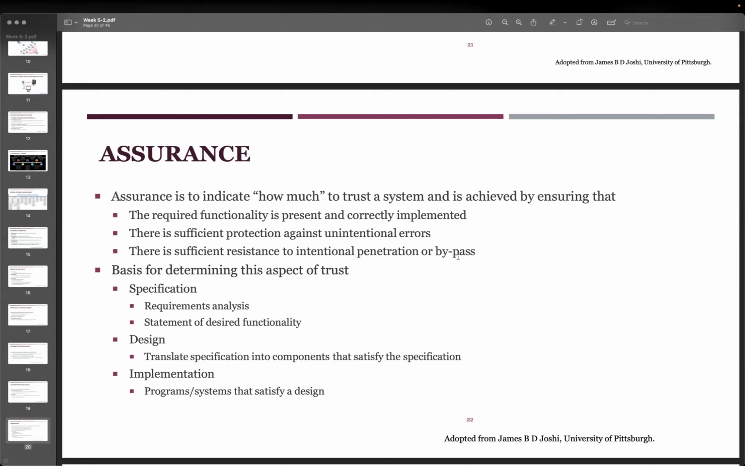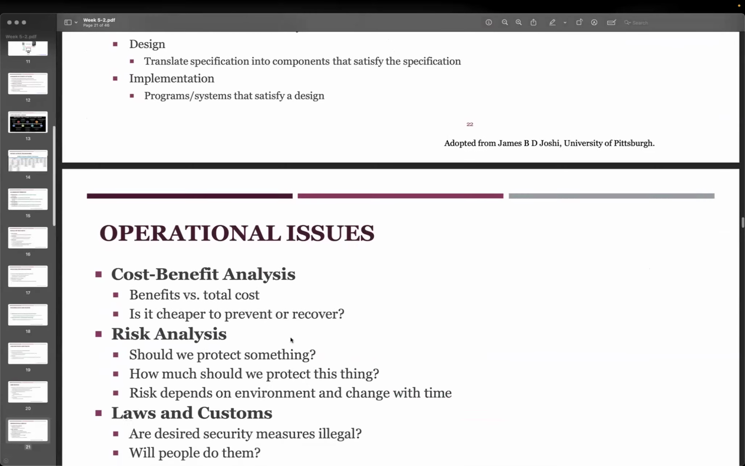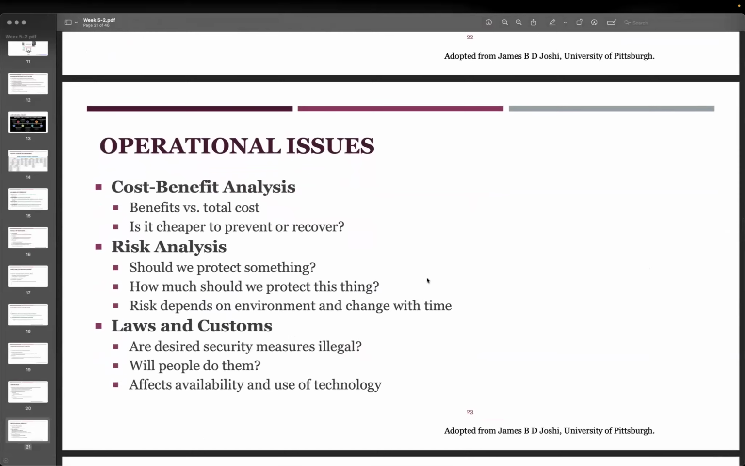For the basis of determining trust, we have the specification. So we need to analyze the requirements and then make statements about the design functionality. Then we need to do the design stage. We need to translate those requirements, okay, into components to meet them. And after we finish design, we move on to implementation. So we need to implement the program or make the system certified to the design. And in the operational issues, including the cost-benefit analysis, we need to think about what's the total cost and what's the benefit.